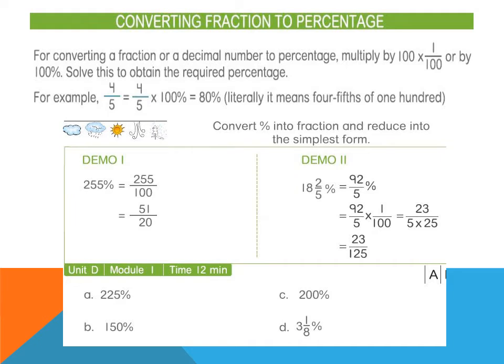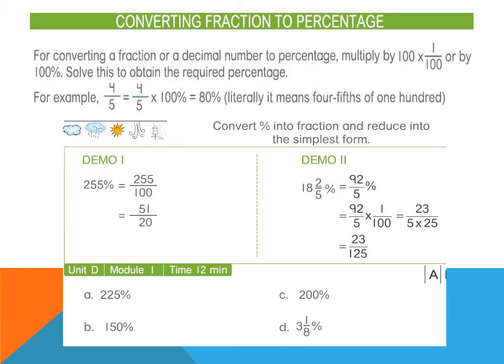Now, let us discuss module number 1. Look at the demo. Convert percentage to fraction and reduce to simplest form. Demo 1, 255% will be equal to 255 into 1 by 100, which will be 255 by 100. When we reduce it to the lowest term, we will get 51 by 20.